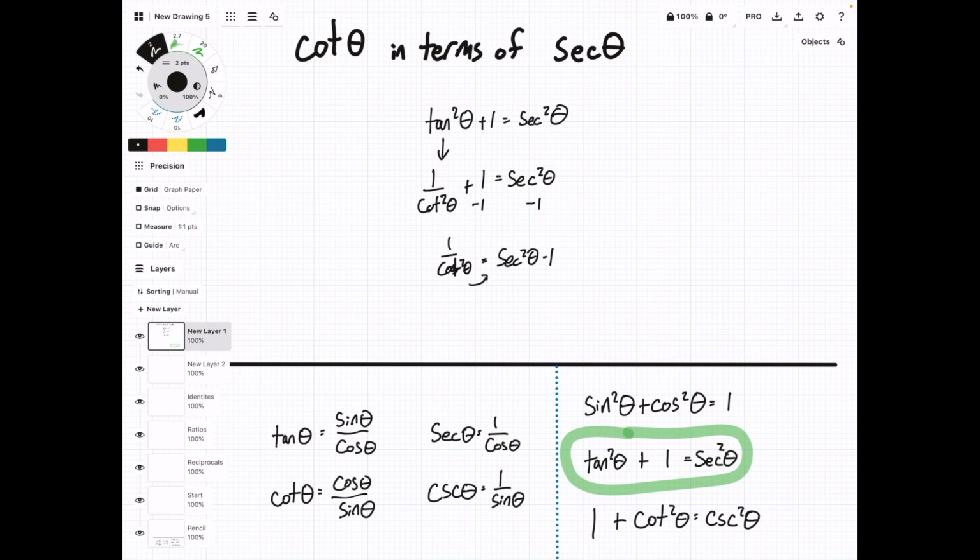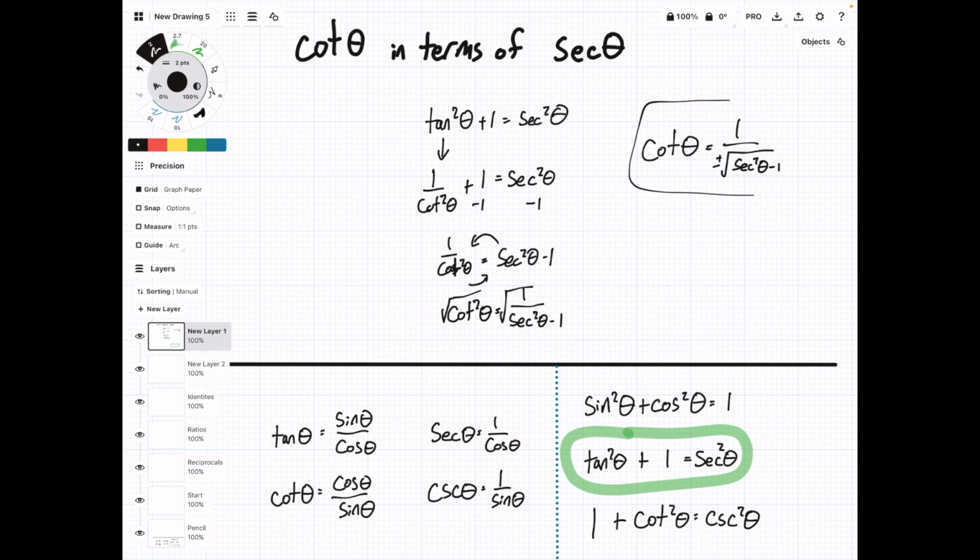Then we're going to multiply this up and divide this down. So this becomes cotangent squared theta equals 1 over secant squared theta minus 1. And the last step here is just take the square root. We get cotangent of theta is equal to, we're going to leave the 1 on top by itself, 1 over plus or minus square root of secant squared theta minus 1.